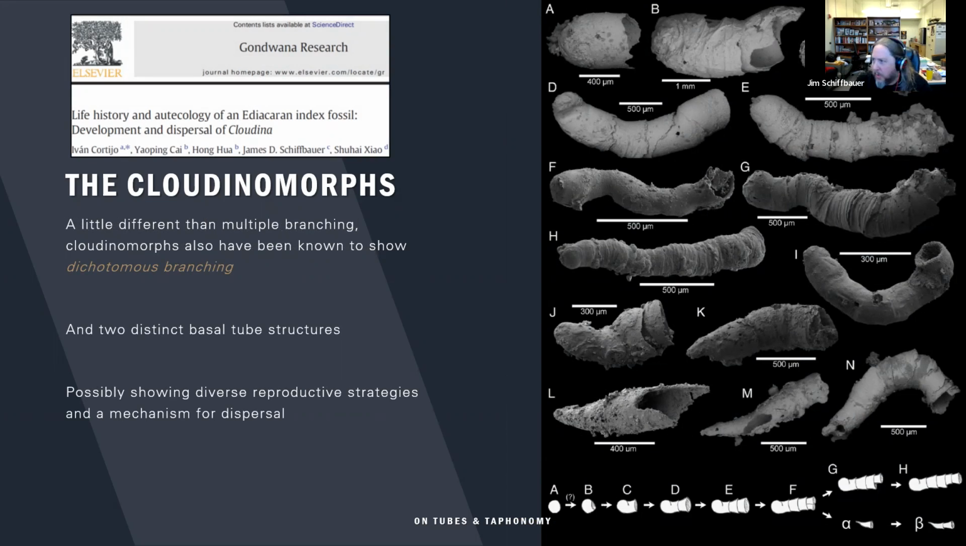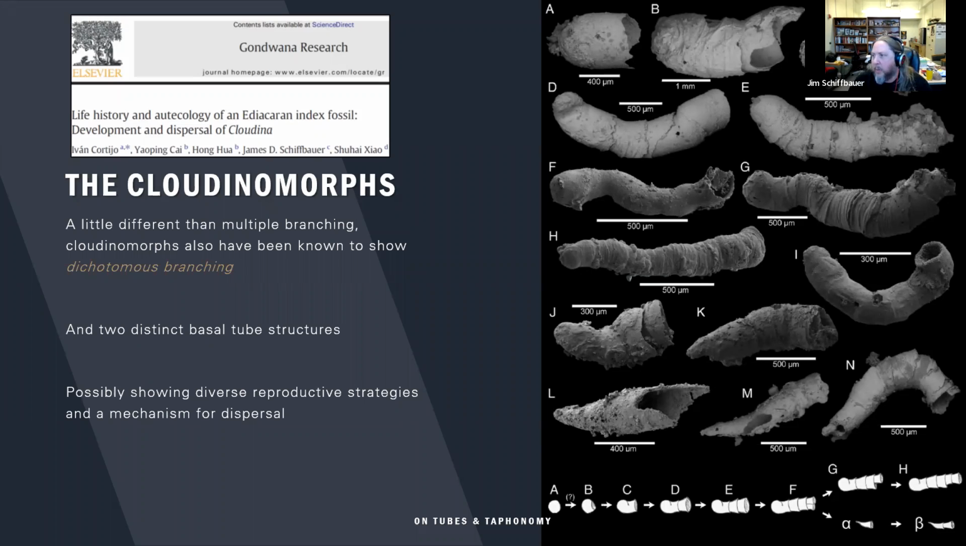Ivan Cortijo, who you probably know from the reports of Cloudina carinata from Spain, put together a really nice paper on the differences in dichotomous branching that we see with regard to two basal structures that we seem to have apparent in the same deposits, where you have a rounded terminus in some cases, which he suggested was likely a result of sexual reproduction, and then a conical terminus, which he suggested was from asexual reproduction, so from the dichotomous branch or the budding of the organism.